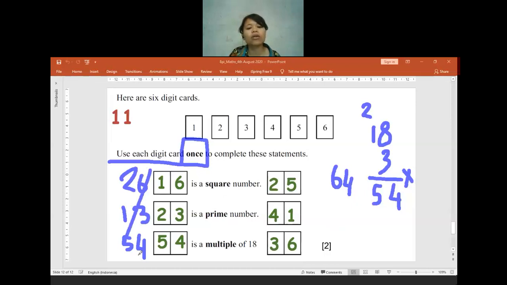Is there anyone who is confused? If you answer with 2 boxes correct, I will give you 1 mark, or maybe all the boxes are correct but there is a number that you use twice, I give you 1 mark.